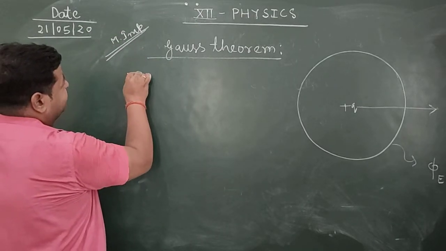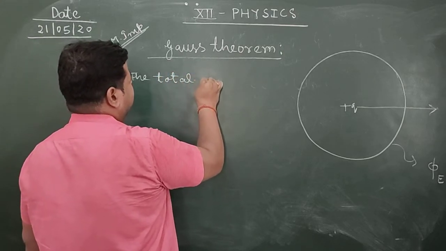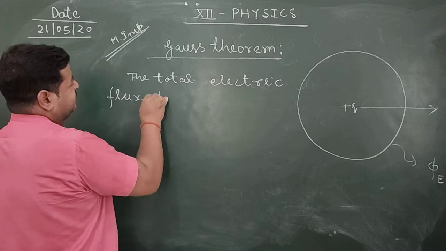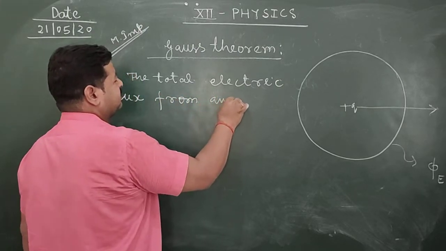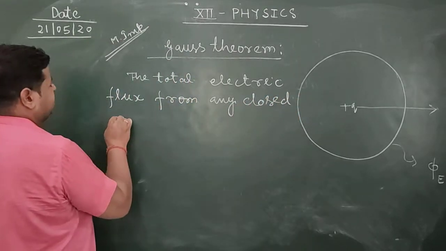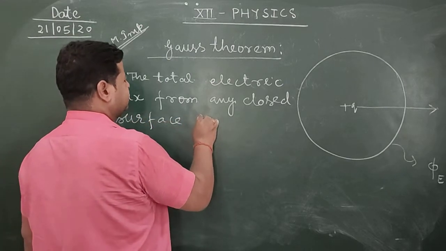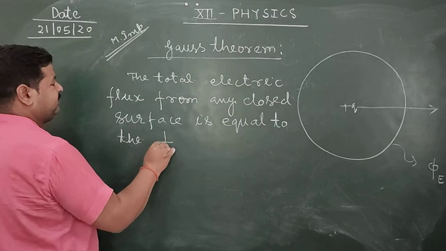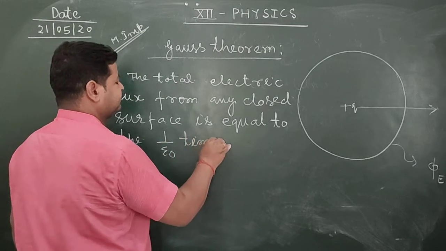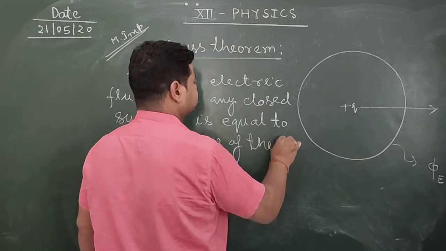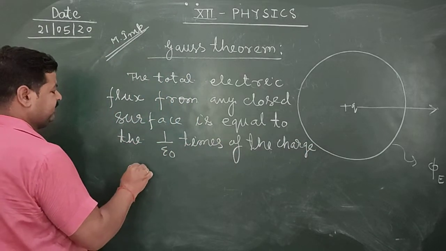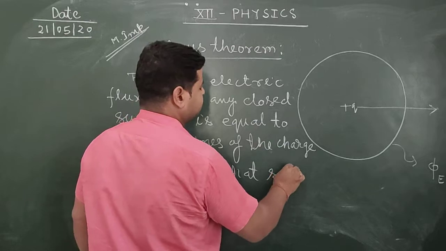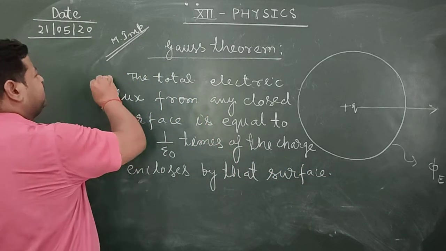The total electric flux from any closed surface is equal to 1/epsilon naught times the charge enclosed by that surface. Clear? So this is the statement of Gauss theorem.